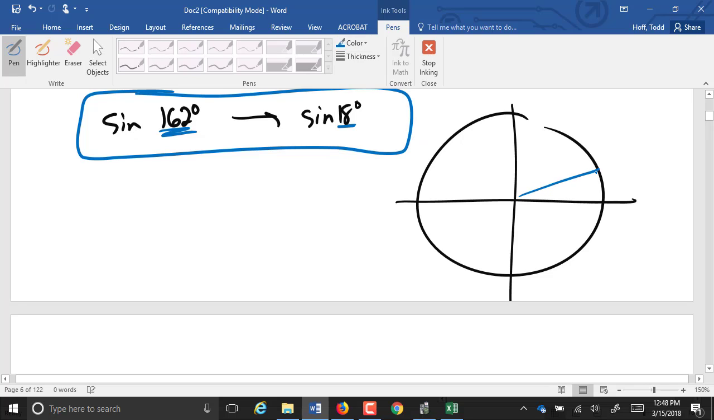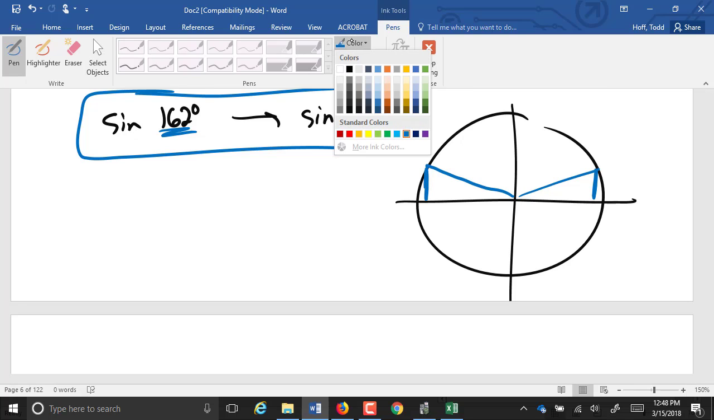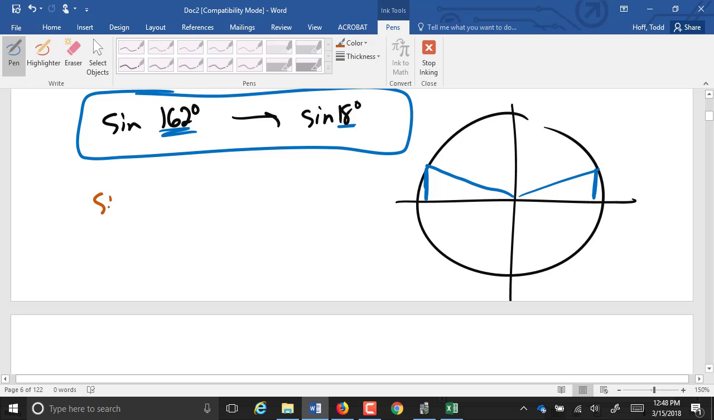Here's the 18 degrees, there's its sine. 162, there's its sine. How about the sine of 97 degrees? That's going to be equivalent to the sine of what? Yeah, 97 would be there, 83 would be there. 97, 90.